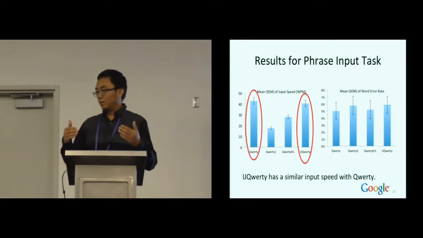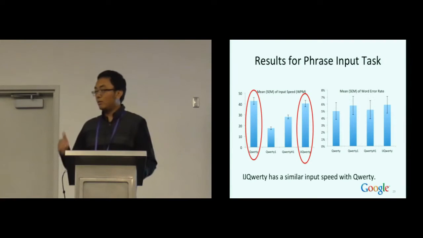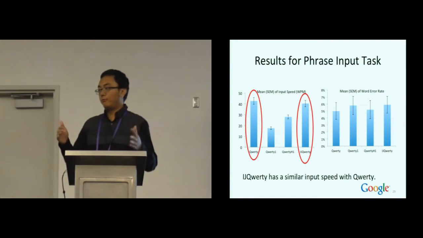It shows that when you first pick up IJQwerty, it doesn't have any performance degradation. But for the other layouts, we observe that although we added the Qwerty H1 and Qwerty 1 constraints, they still had performance degradation. And for the error rate, we didn't observe any significant difference, because in this task users are free to make mistakes and use backspace.